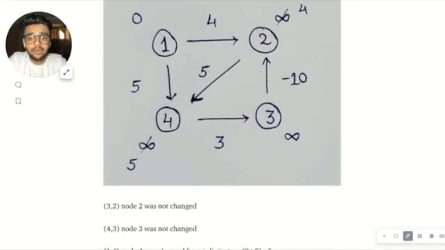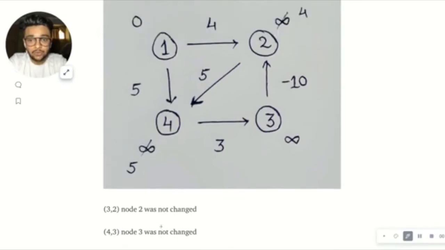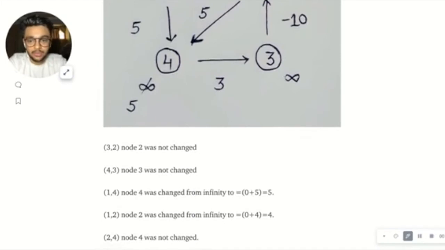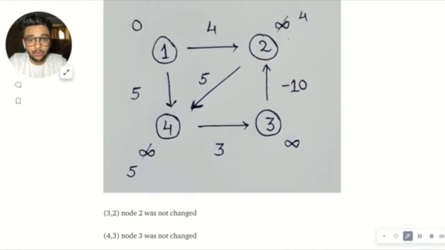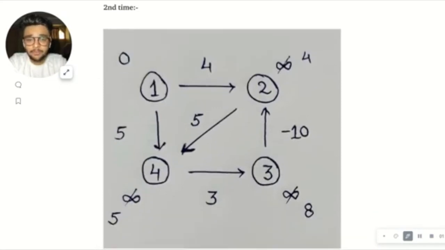For the first time, if we relax it, 3 to 2, infinity minus anything would be infinity only. So there would be no change. 4 to 3, infinity plus 3 would be infinity only. There would be no change. 1 to 4, 0 plus 5, infinity would be changed to 5. 1 to 2, 0 plus 4 is 4, infinity would change to 4. 2 to 4, 5 plus 4 is 9, and 9 is greater than 5, so 5 would not be changed. Done. Let's do it for the second time.